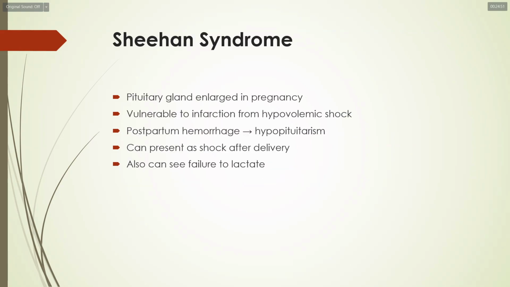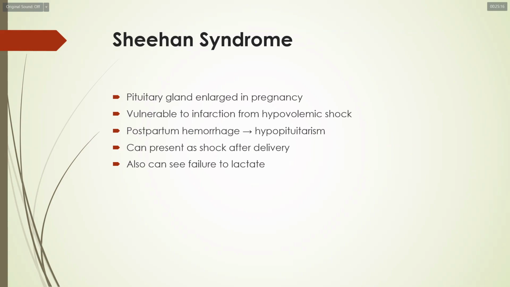Sheehan Syndrome. Sheehan Syndrome is caused when the pituitary gland enlarges in pregnancy. It is a postpartum hypopituitarism caused by ischemic necrosis due to blood loss and hypovolemic shock during and after childbirth. It always involves the anterior pituitary and sometimes also affects the posterior pituitary, but it rarely causes central diabetes insipidus.